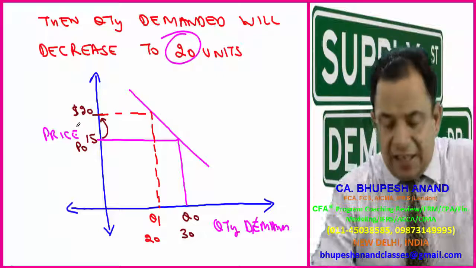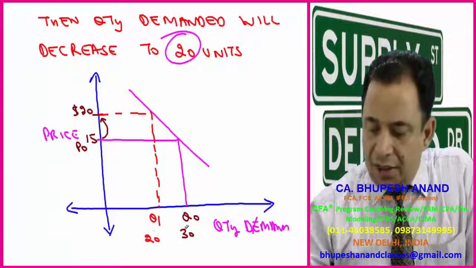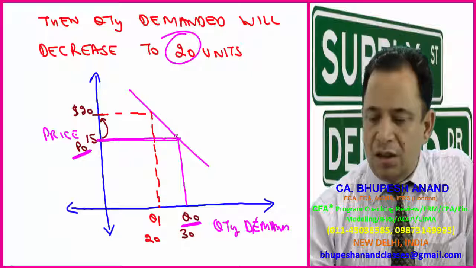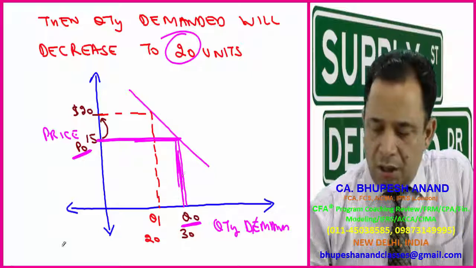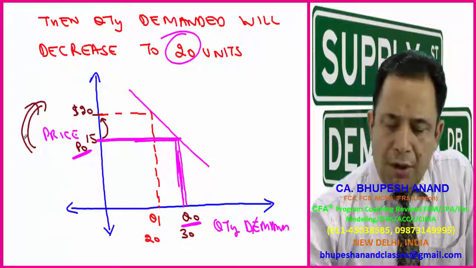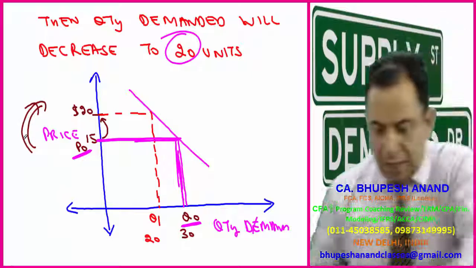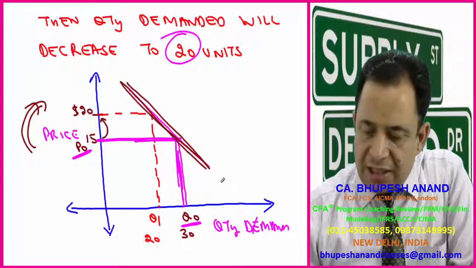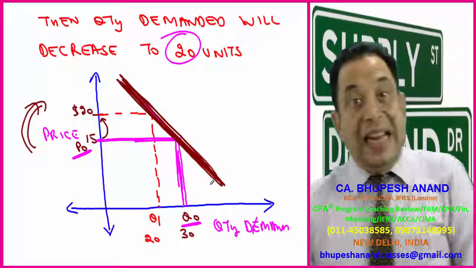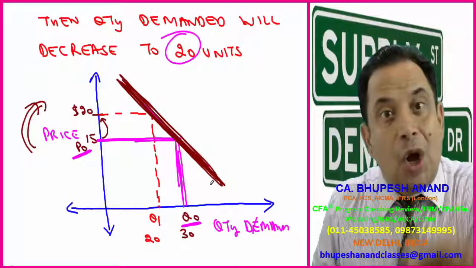Just see in the graph I have prepared. This is Q0, this is P0. This is the original. But if there is an increase in the price from $15 to $20, my quantity demanded will decrease. It means I am on the same demand curve. I am moving on the same demand curve. It is named as movement along the demand curve.